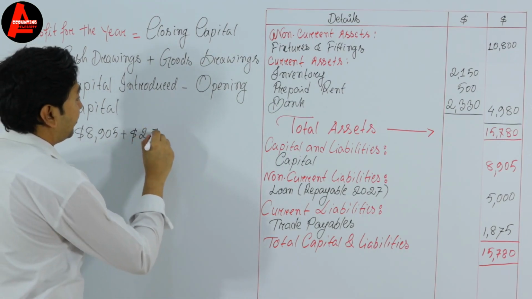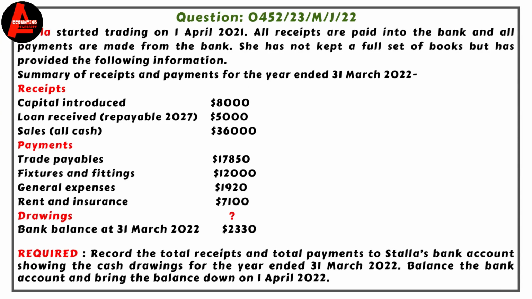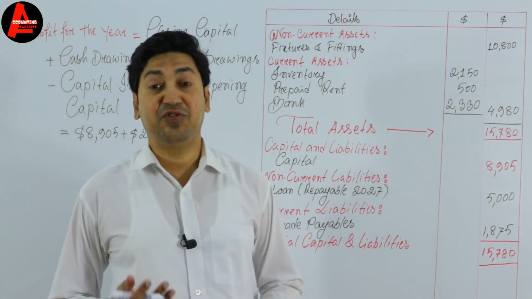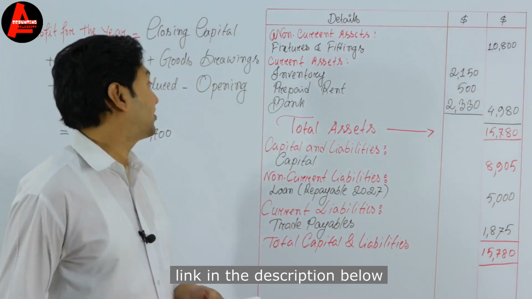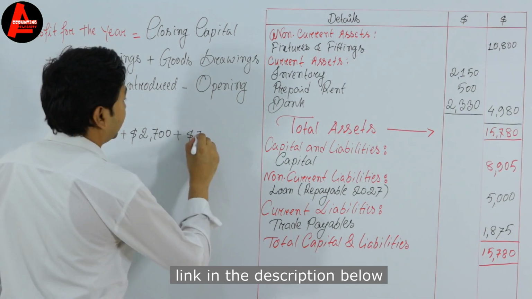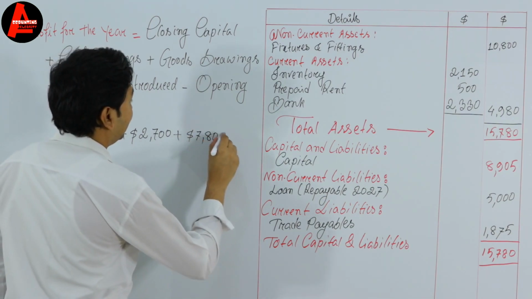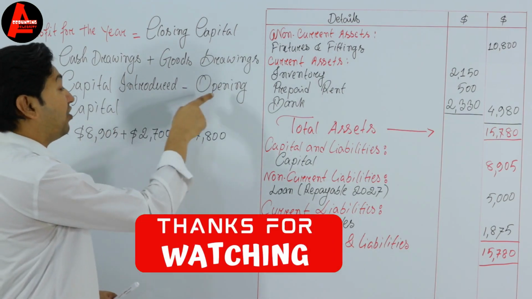$2,700. On the question we have: record the total receipts and total payments to Stella's bank account showing the cash drawings for the year ended 31st March 2022. In this bank account we figured out cash drawings $7,800. So we will write here cash drawings $7,800. Now we will subtract capital introduced and opening capital.